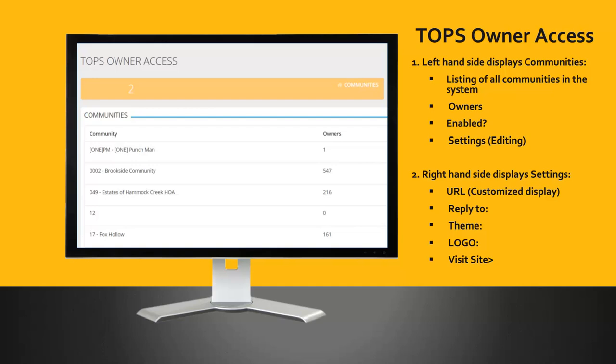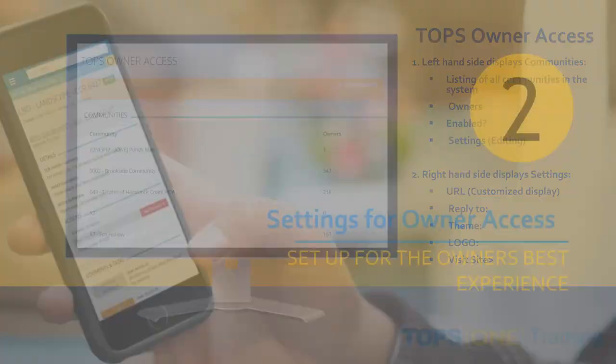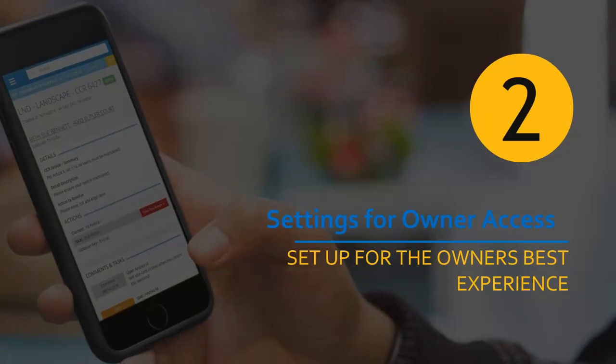The Owner Access area will start with the left-hand side displaying the community, listing of all communities in the system, the owners, whether enabled or not, and the settings allowing for editing. The right-hand side displays the settings specific to the actual owner portal that is viewed by the owner on the web. Settings for the Owner Access Setup, Chapter 2.